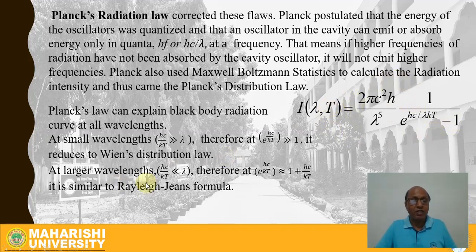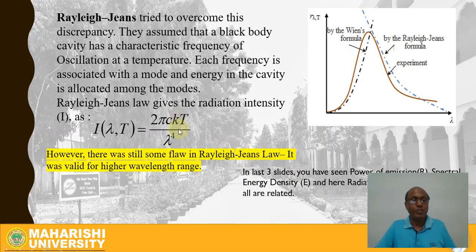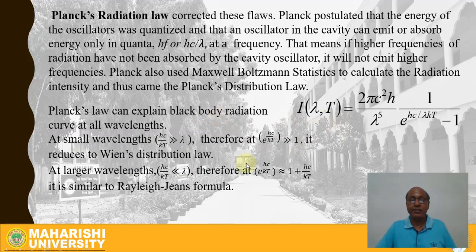Now at larger wavelengths, hc upon kT is much smaller than lambda, right? And therefore this total formula becomes almost equal to 1 plus hc upon lambda kT, this one, and so this whole denominator becomes hc upon lambda kT, and it matches with the Rayleigh formula, as you can see here, because h is cancelled, and then you can see here.